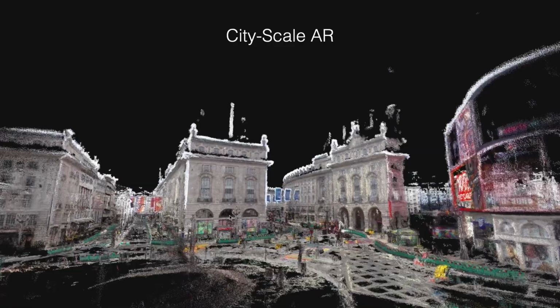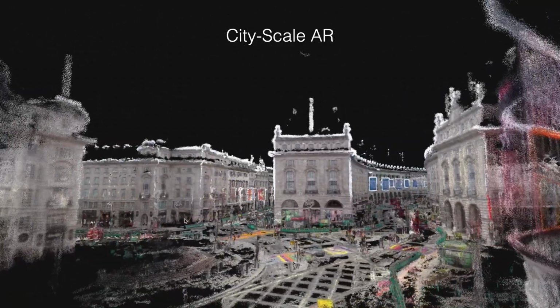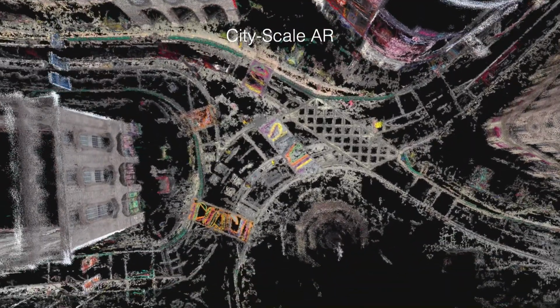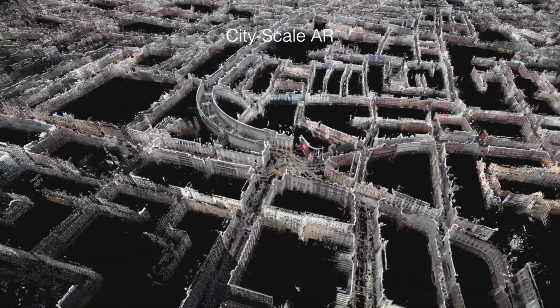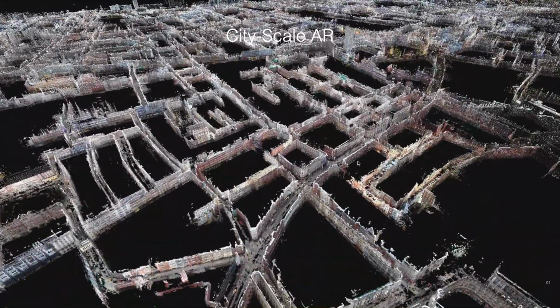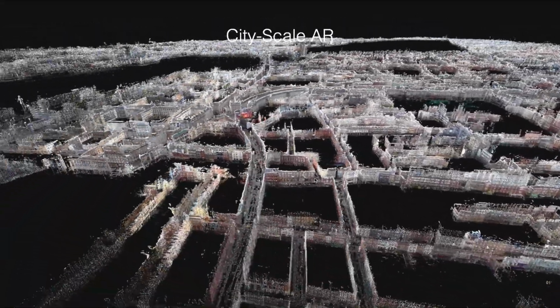So we started with single buildings, and we gradually scaled up to larger and larger areas. And a few years ago, we actually reconstructed the whole of Zone 1 of London. So you can see how far beyond a single building we've gone there. And look at the sheer scale of reconstructing an entire city. And we actually reconstructed Santa Monica and downtown LA as well.